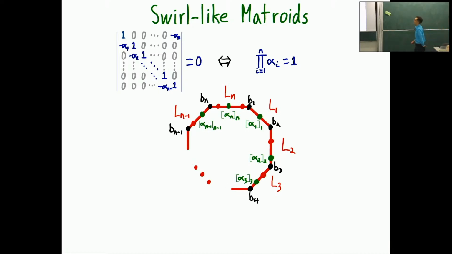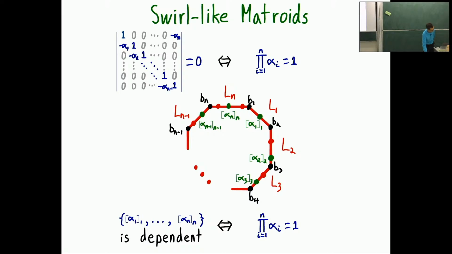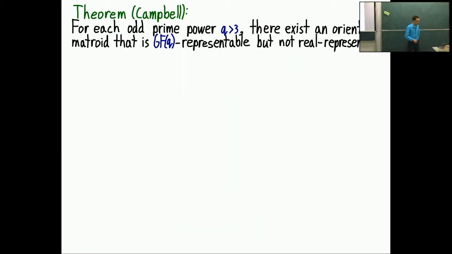So a swirl-like matroid will have a cyclically ordered basis where all the elements lie in between, on the line spanned by cyclically consecutive basis elements. In this way, we can think of encoding algebraic conditions. So we'll have that a transversal like this is dependent precisely when the corresponding values multiply to 1.